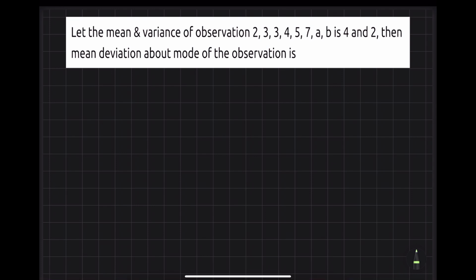So, we got a wholesome new problem which says: let the mean and the variance of the observations be this and this. So, this is the mean. Let's crack down the mean first.